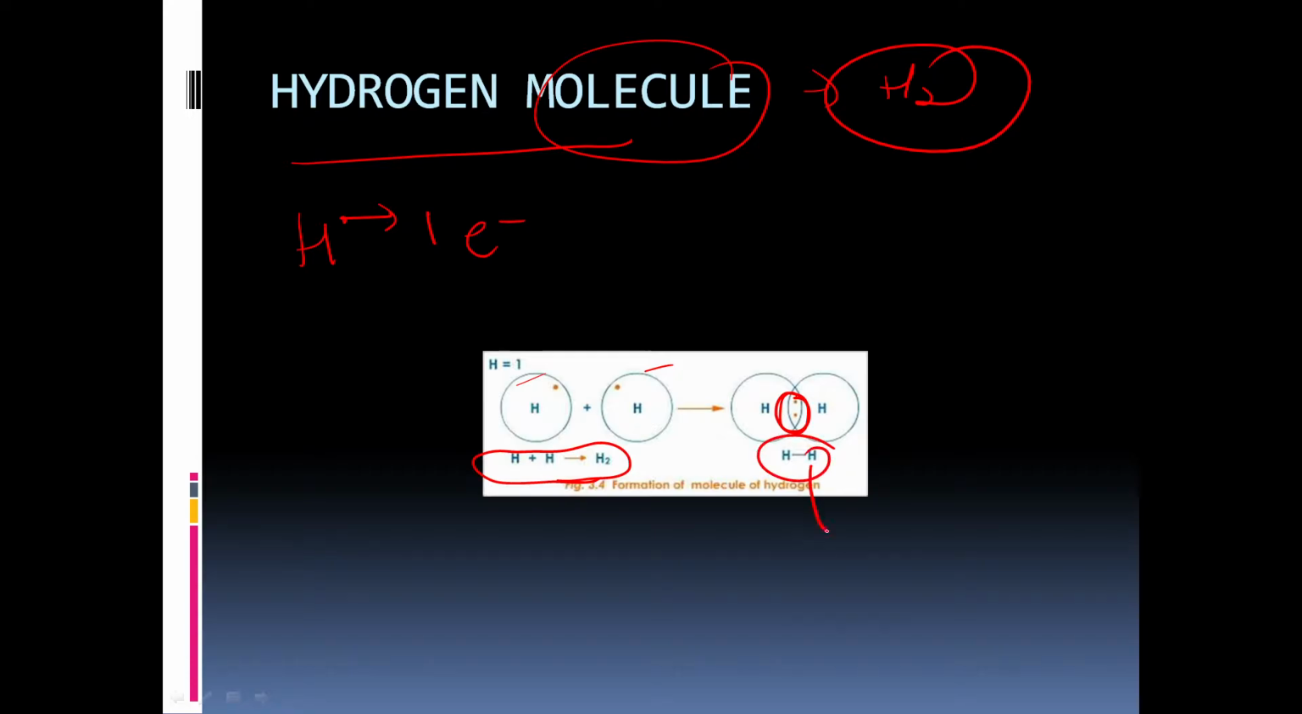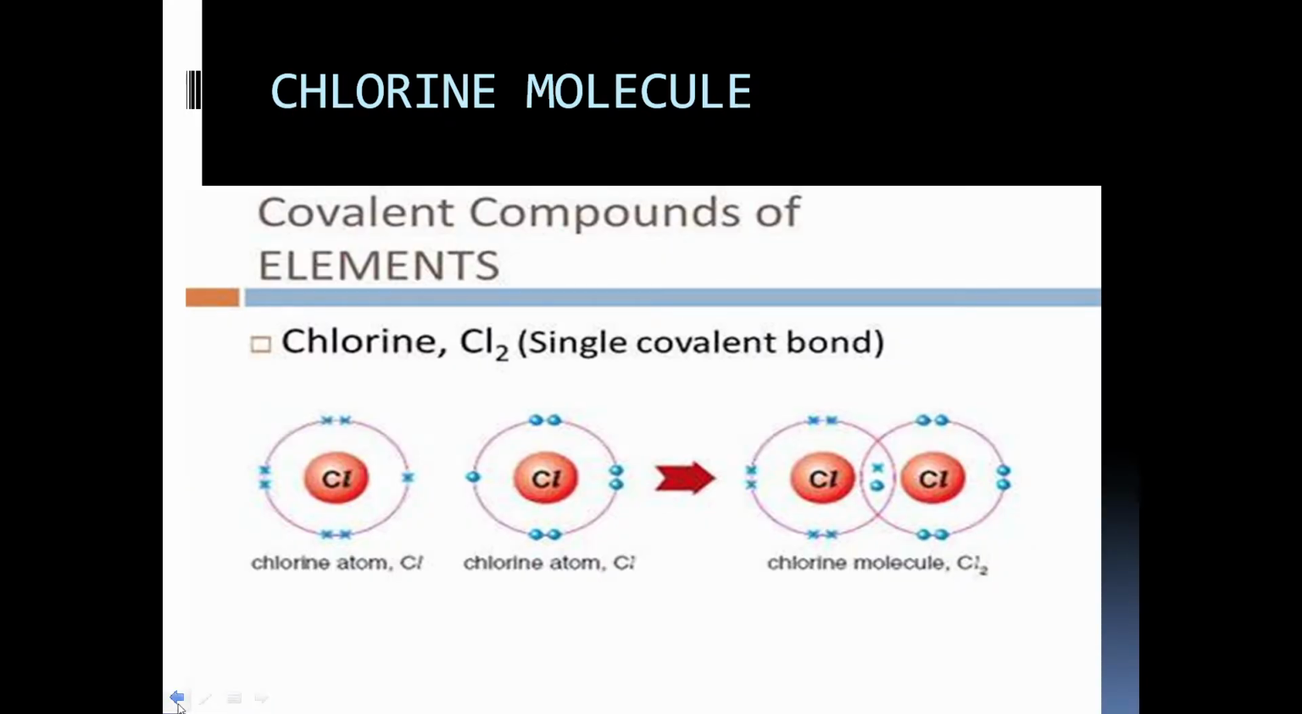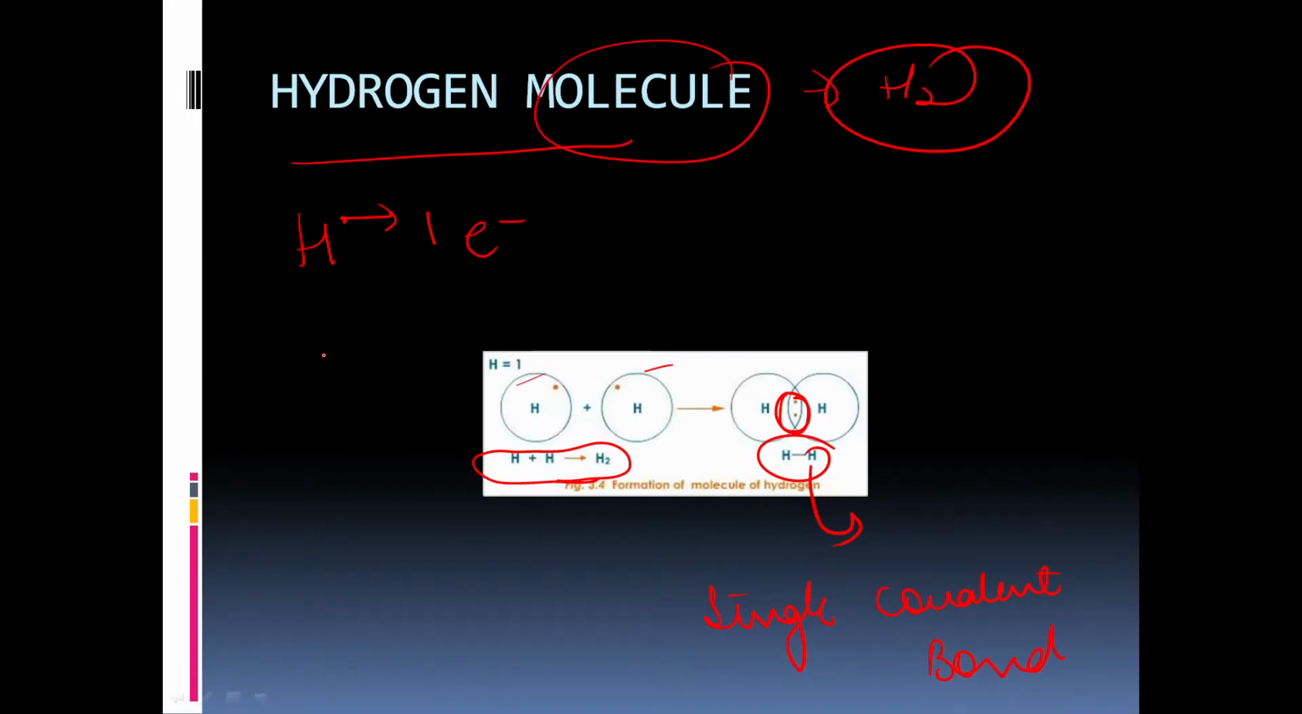The bonding that exists between them is a single covalent bond. What is the bonding that exists between them? Single covalent bond. So I'll draw the electron dot structure for you all. First of all, you should be clear with what you are understanding. You are understanding about covalent bonds, that means sharing. I'll show you.